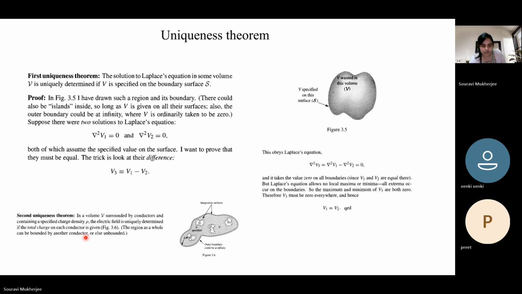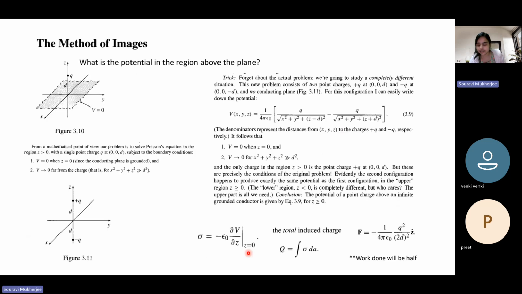There's also another uniqueness theorem which says that in a volume V surrounded by conductors with some specific charges rho, so if you have different conductors and you know the charge density on the different conductors, then the electric field is uniquely determined if the total charge on each conductor is given. So if you know the total charge on all the conductors, you basically know the electric field in this region. So that's another form of the uniqueness theorem. Now, based on this uniqueness theorem, let us move to this idea of method of image charges.